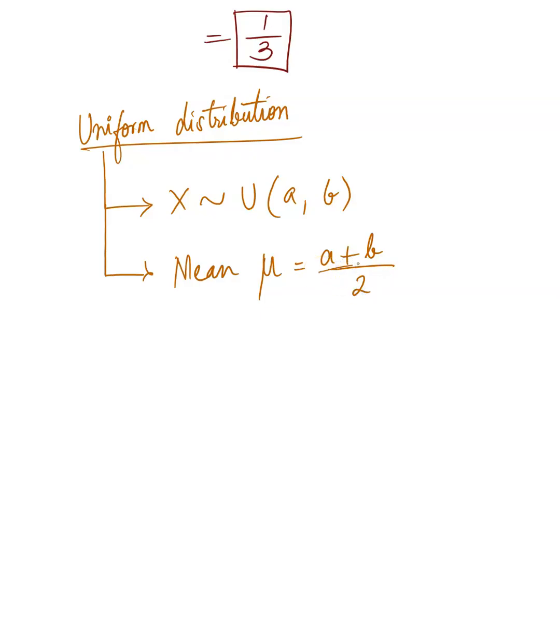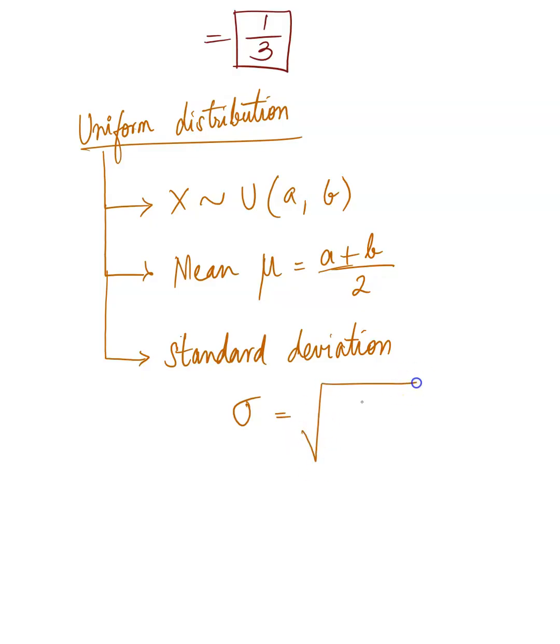As simple as that, because it's uniform, which means it's this box, this rectangle. So the center of that box would be the average of the end points, right? That'll be right in the middle. So that's your mean. And standard deviation takes the symbol sigma, and sigma would be the square root of (b minus a) the whole squared over 12. Very simple. The entire formula just rests on a and b.